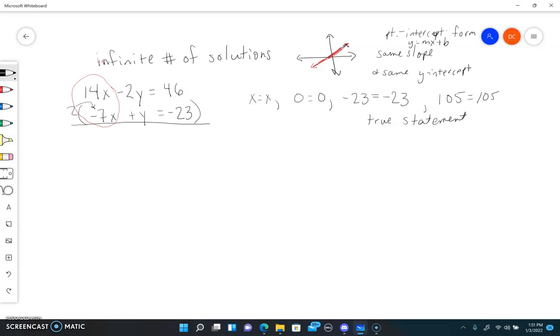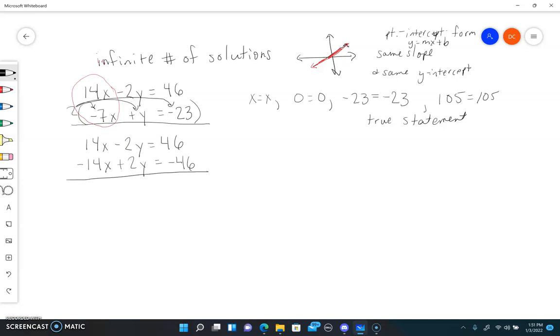Now, I'm going to multiply every term in my equation by 2. I can't just do it to that one. Okay, so I'm going to rewrite my top equation because I like to keep things kind of neat. And then I'm going to distribute this 2. So 2 times negative 7x is negative 14x, 2 times plus y is plus 2y, and 2 times negative 23 is negative 46.